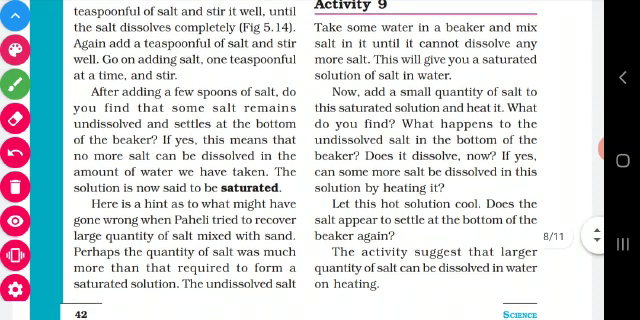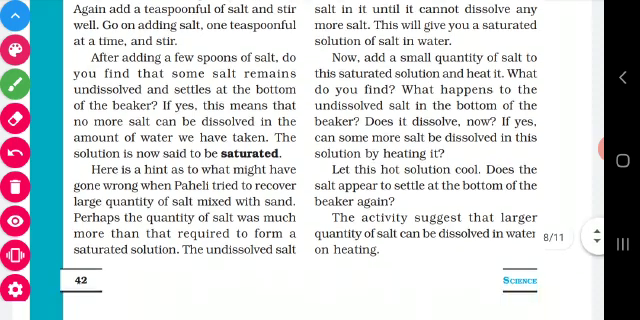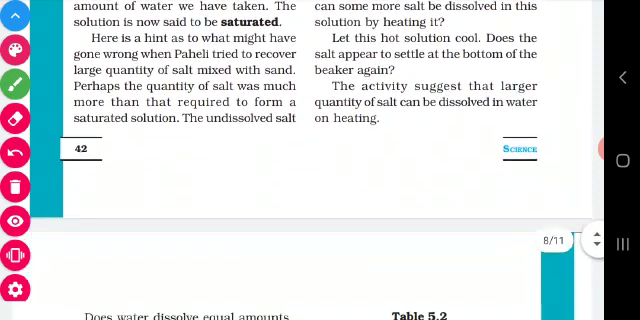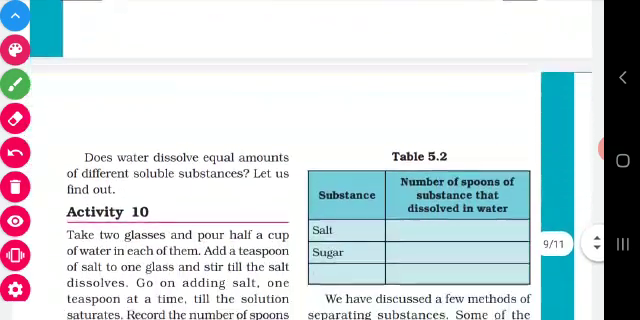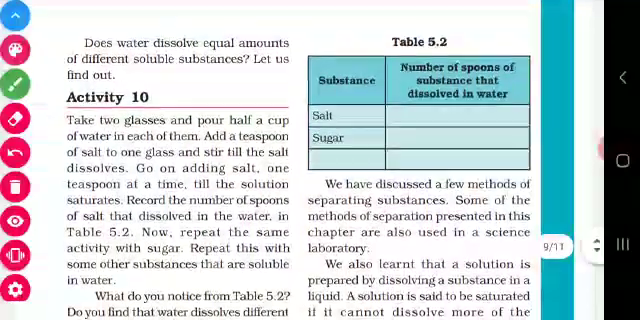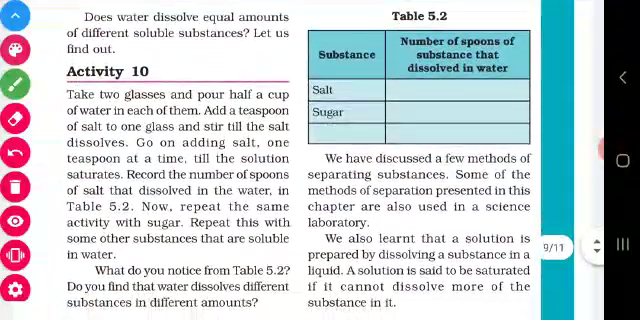Listen children, there are two ways to increase the solubility of a solute in water. You know what is solute and what is solvent, isn't it? Let me repeat once again. In a sugar solution, the sugar is the solute and water is the solvent. In order to increase the solubility of the solute in the solvent, we have to follow two things. The first thing is we have to heat. The second thing, we can add solvent. By these ways, we can increase the solubility of solute in solvent.